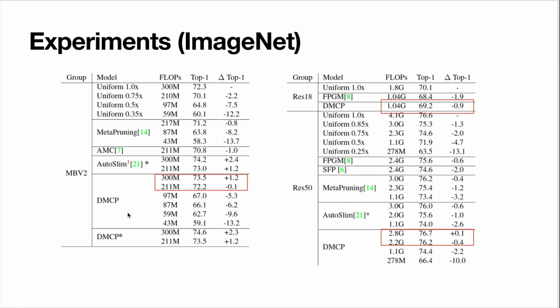Last, we show some experiments on ImageNet. Compared with the baseline, MobileNetV2 has only 0.1 accuracy drop with a 90 megaflops reduction. On ResNet 50, there's no performance drop compared with the baseline, with a 1.3 gigaflops reduction. That's all for the presentation.